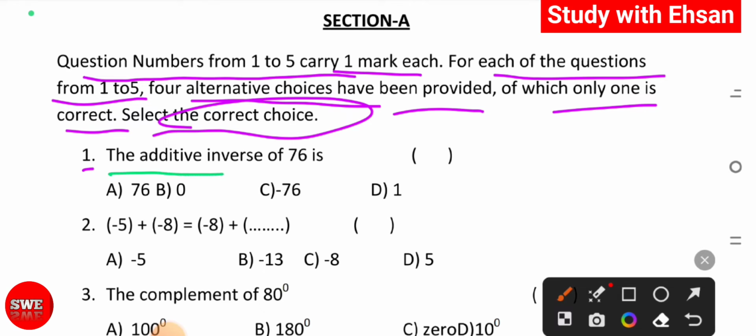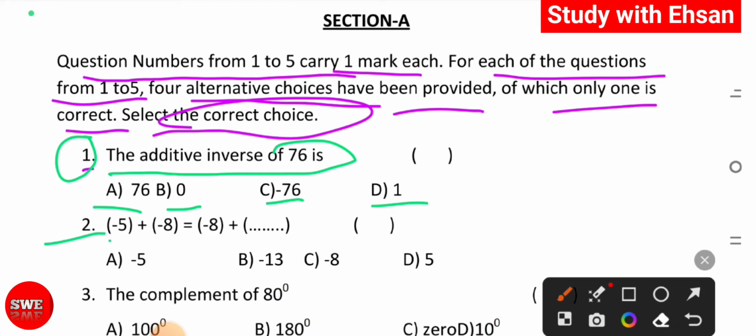The additive inverse of 76. Yes, additive inverse of 76. You have to select among the 4 given options. Options are 76, 0, minus 76 or 1. You have to find the additive inverse of 76, and you have to write against the question number in your answer sheet the most appropriate or the correct option.